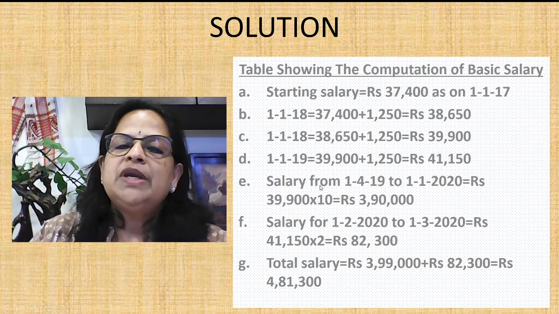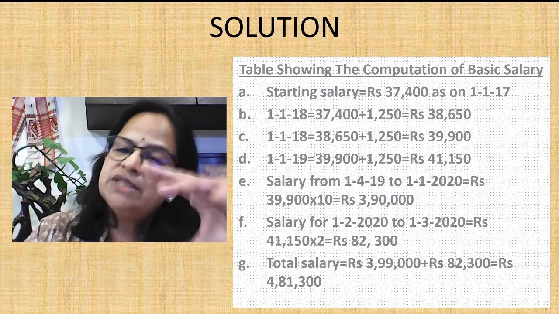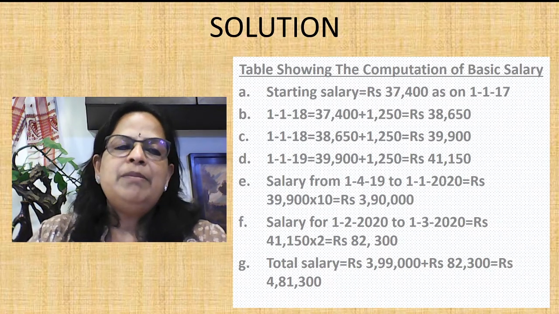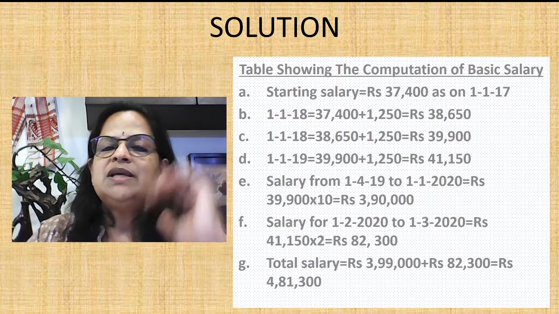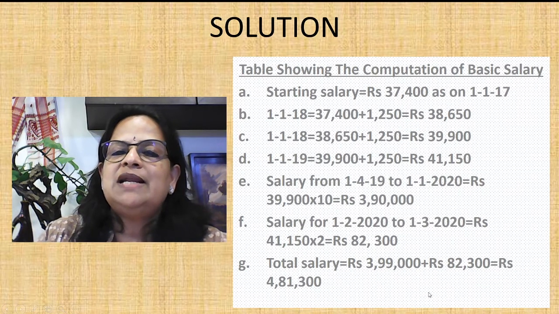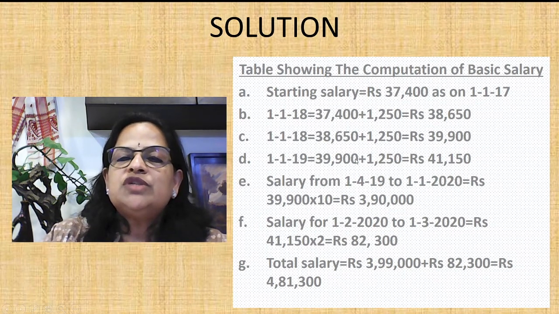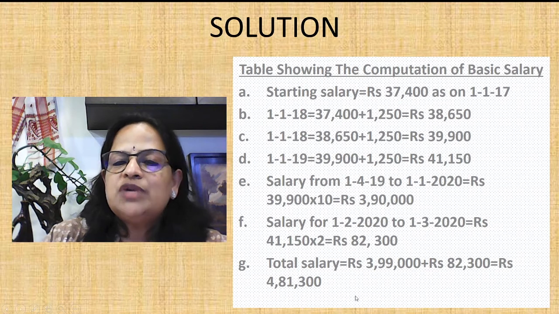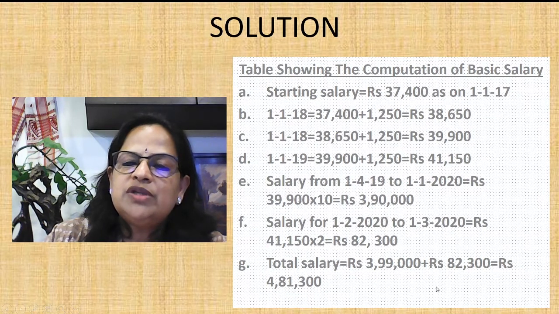Now the salary for the previous year, April 1st, 2019 to March 31st, 2020. So 1/4/19 to 1/1/20: April, May, June, July, August, September, October, November, December, January. 10 months he will get 39,900 as the salary, so 3,99,000. Now the salary for 1/2/2020 is 41,150. That is 2 months, February and March, 82,300. So total salary is 3,99,000 plus 82,300, 4,81,300.